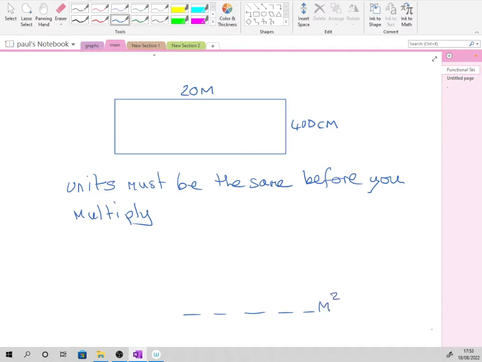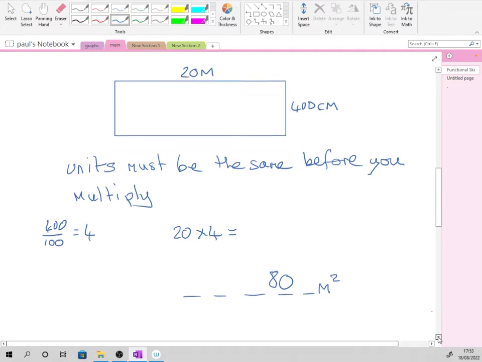So if you change these to centimeters and multiply them all up, you think, it's the wrong one. So that's the clue. It's going to be in meters. So I change this to meters. We did 400 divided by 100 this time, which is 4. So now we've got 20 times 4, which equals 80 meters squared. So make sure you get the units the same.